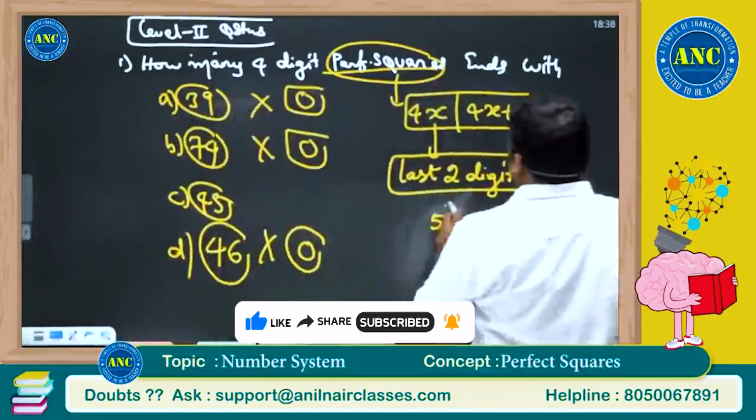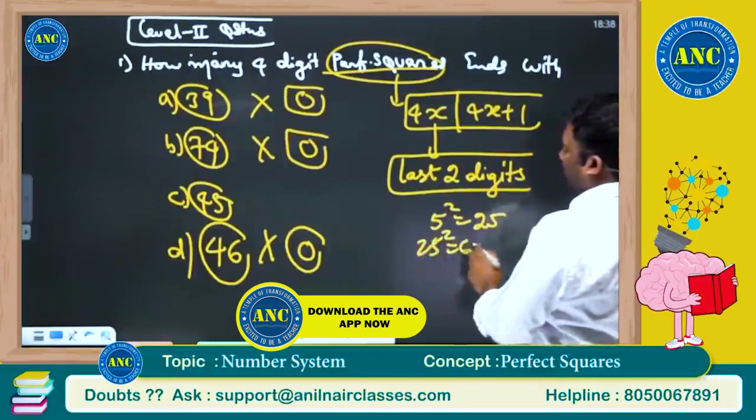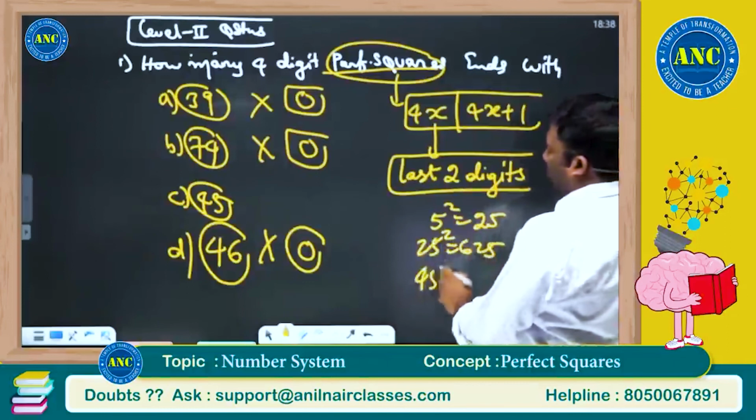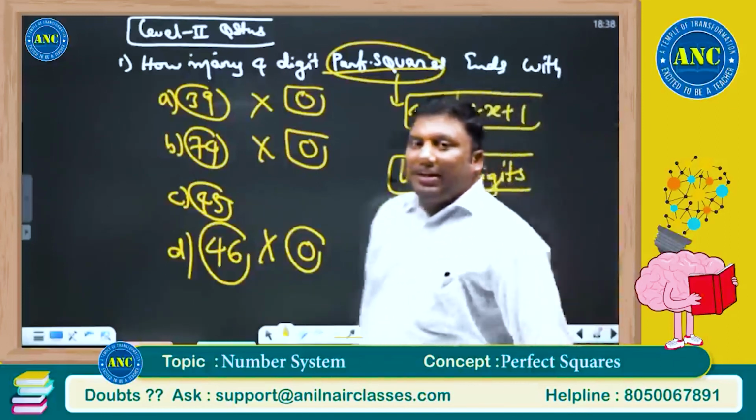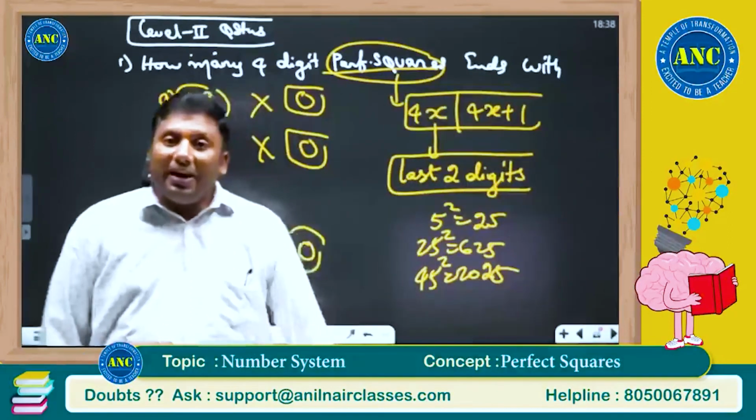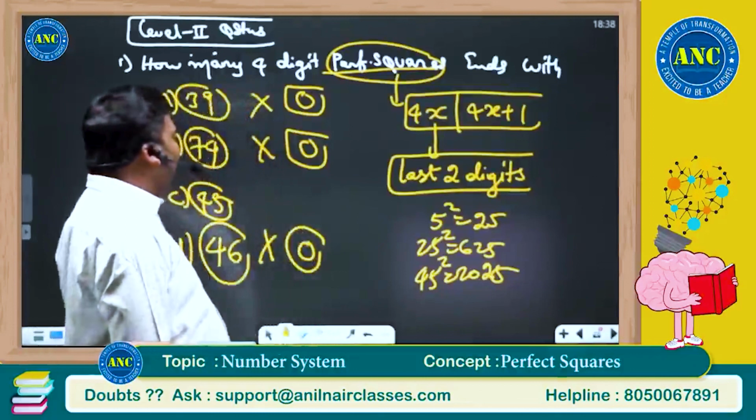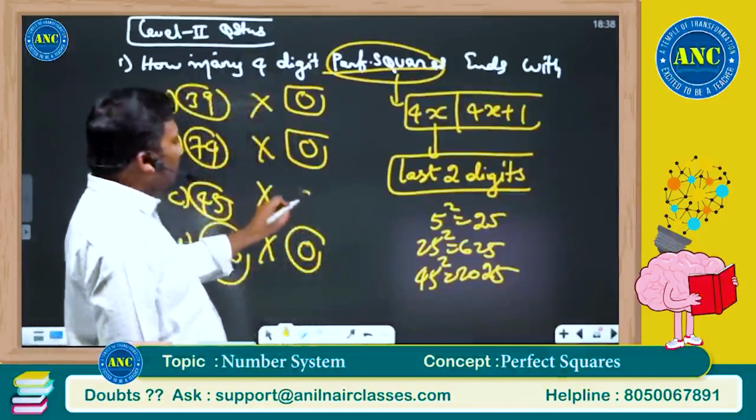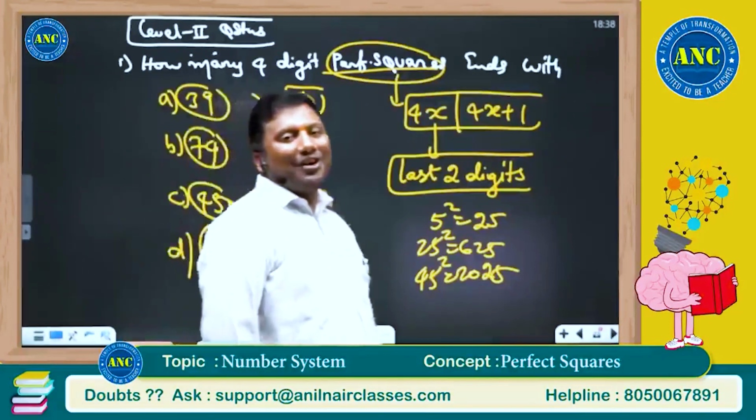If a square is ending with 5: 5 square is 25, 25 square 625, 45 square 2025. Any perfect square ending with 5, the tens place should always be 2. This is also not possible. The answer is 0, 0, 0, 0 for all the questions.